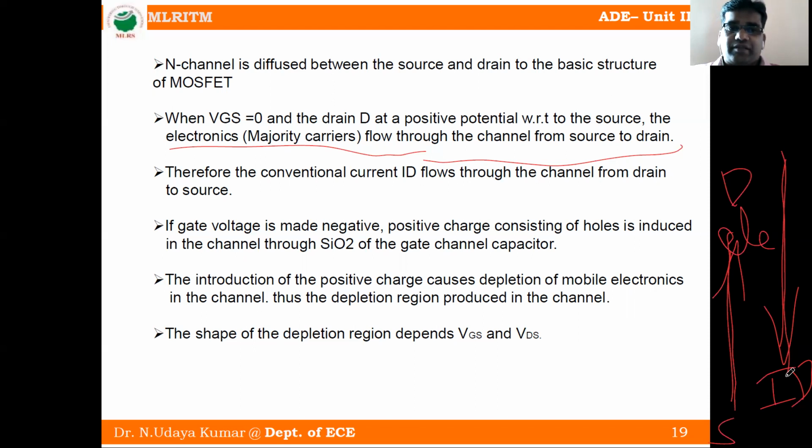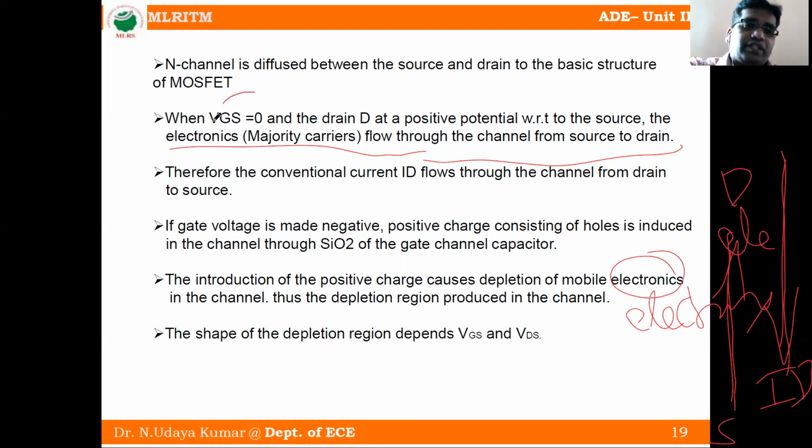If the gate voltage is made negative, positive charge consisting of holes is induced in the channel through the SiO2, silicon dioxide, of the gate channel capacitor. The introduction of the positive charge causes the depletion of mobile electrons in the channel. Thus, a depletion region is produced in the channel.